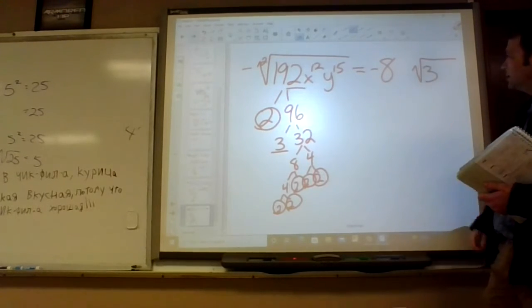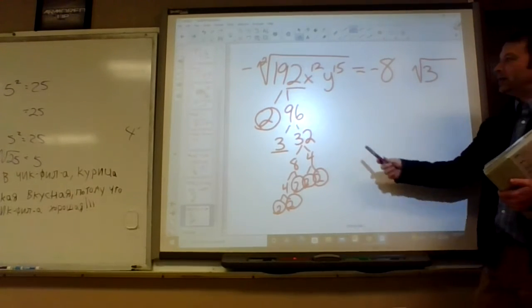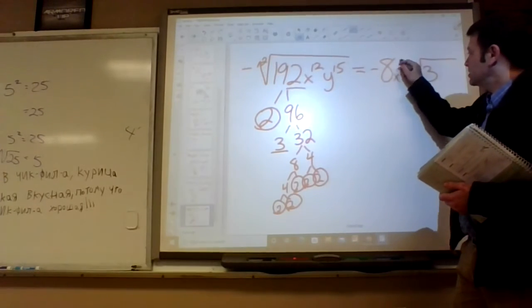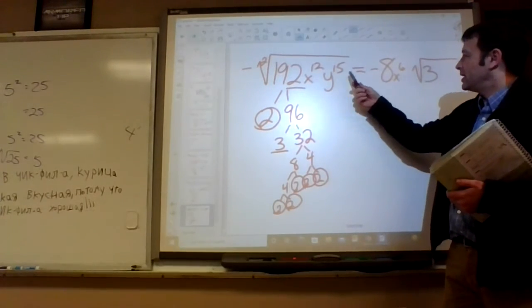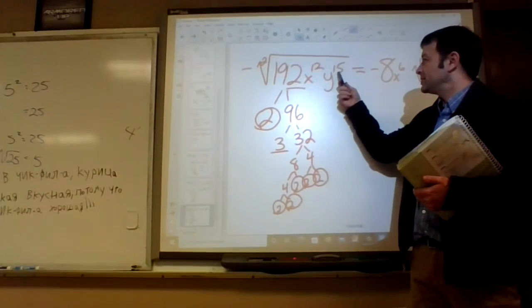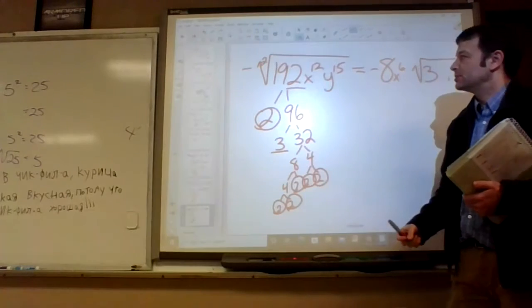3. Okay. And then for the x's, I got 12 divided by 2, which is 6. And no remainder, so there's no x's left behind. And then for the y's, I got 15 divided by 2.